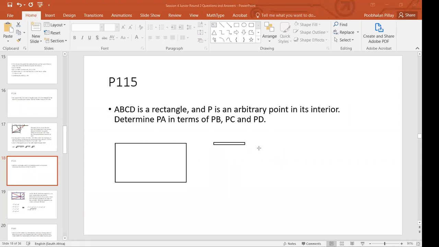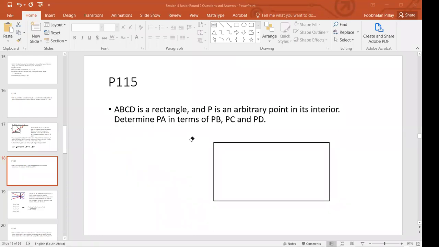Okay, let's make it a little bit bigger. And P is an arbitrary point. Arbitrary means random, any. Arbitrary is an important word in mathematics. It means there's no constraints. You can choose it anyhow you please, right? That's the word arbitrary. So let's just name our rectangle ABCD. P is a random point inside here. Let's just choose it somewhere.